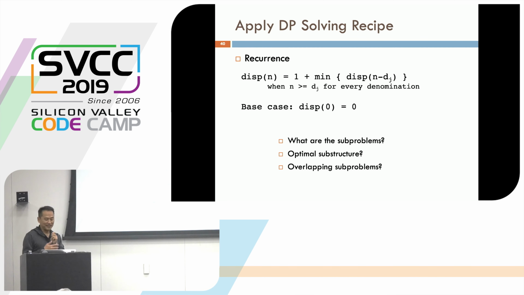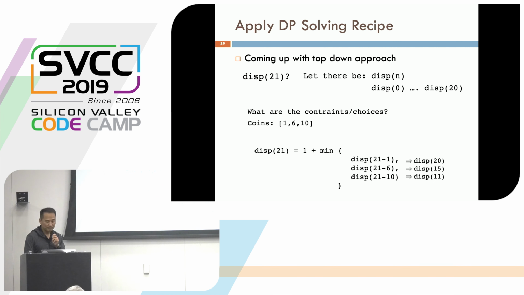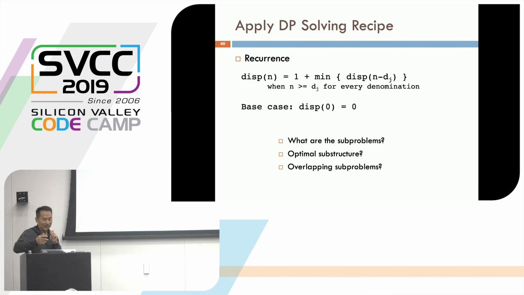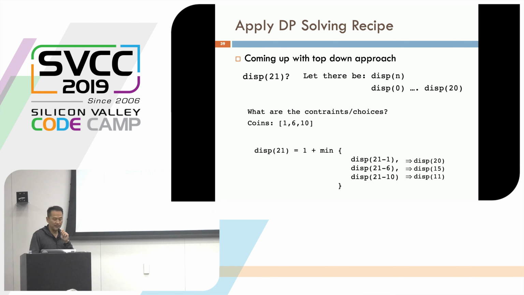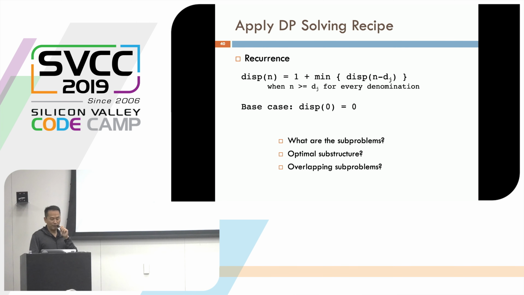Then the next question is, what are the subproblems? Is there an optimal substructure? Wait, we haven't talked about how to convert that to a general formula, right? That was for a very specific DISP 21. How do we make it general?